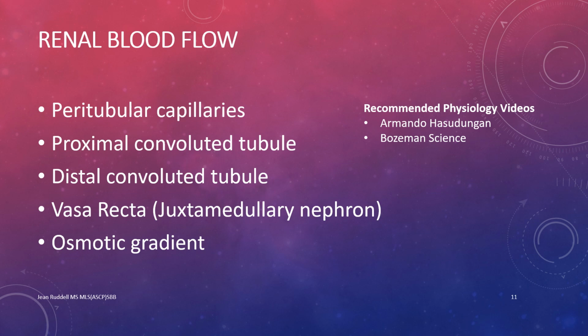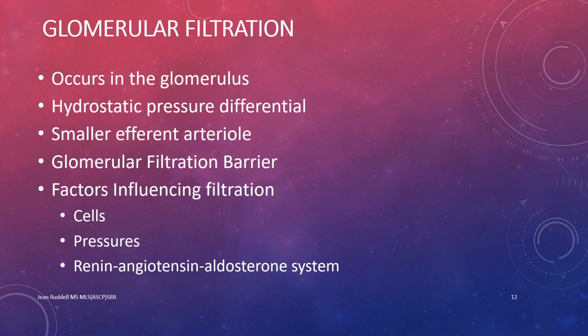Glomerular filtration. Glomerular filtration occurs in the glomerulus and is reliant on hydrostatic pressure differentials between the blood in the glomerulus and the filtrate in the Bowman's capsule. The smaller efferent arteriole maintains consistency of glomerular capillary pressure and renal blood flow within the glomerulus.